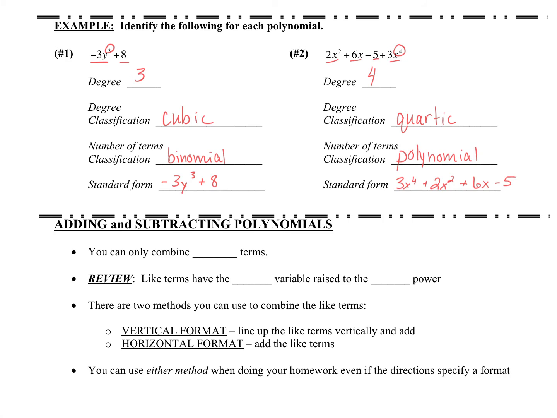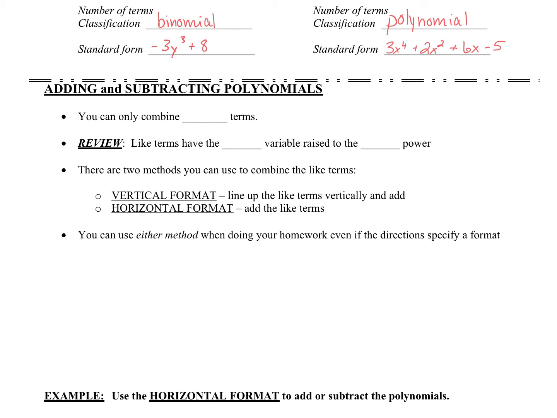So now let's actually talk about how we are going to add and subtract these polynomials. All right, and it's important to remember that we can only combine like terms. Okay, so that means only combining like x squared stuff with x squared stuff, only combining x's with x's, okay, stuff like that. We can't combine an x squared and an x cubed, for example. All right, so to put words to that, like terms have the same variable raised to the same power. All right, and there are two methods you can use to combine the terms, and we're going to go over both of them.